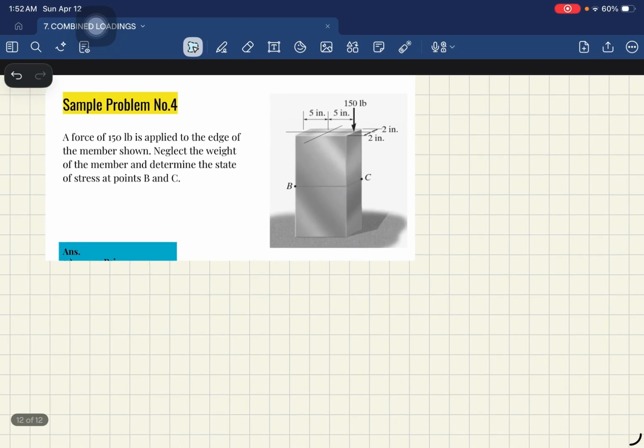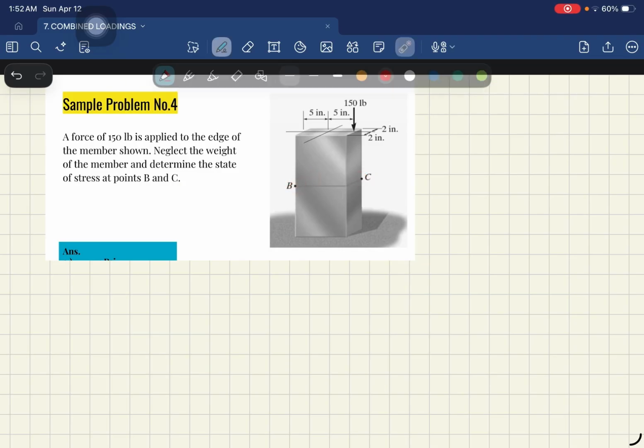A force of 150 pounds is applied to the edge of the member shown. Neglect the weight of the member and determine the state of stress at point B and C. So, pinapahanap class yung the state of stress at point B at point C.